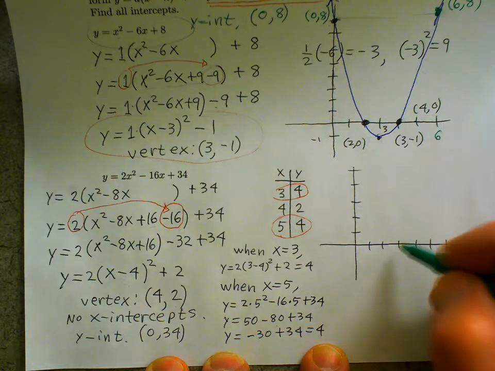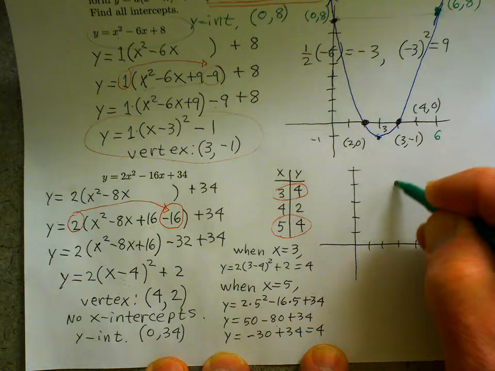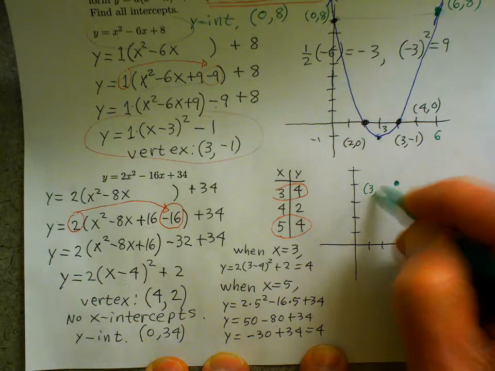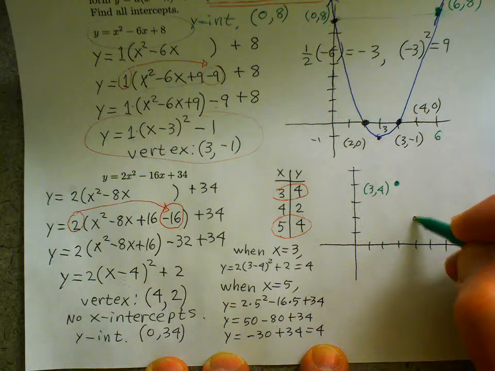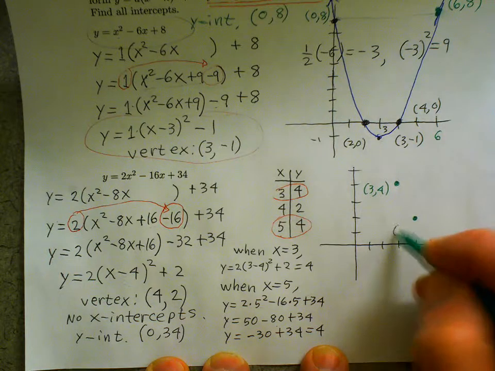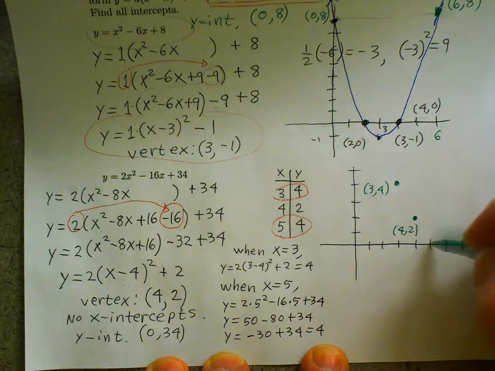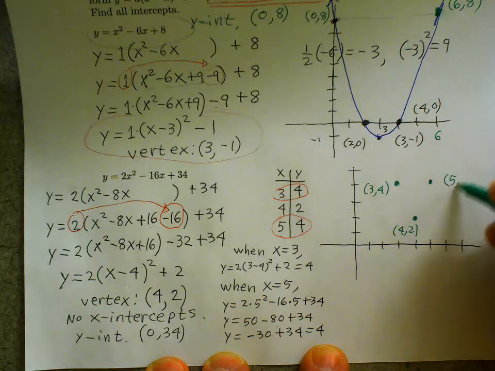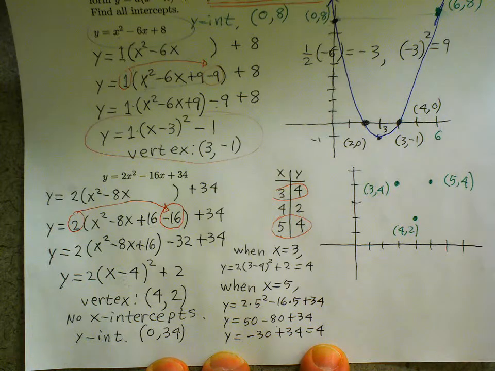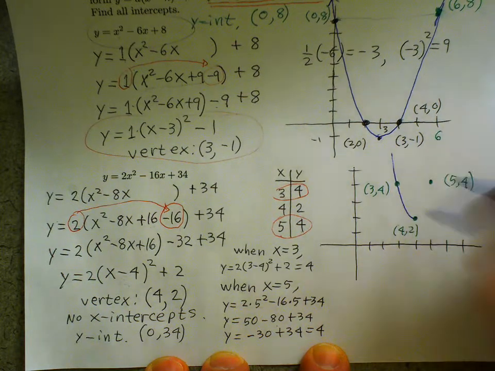Okay, the ordered pair 3, 4. The vertex 4, 2. And then another point 5, 4. And then the parabola opens up, of course.